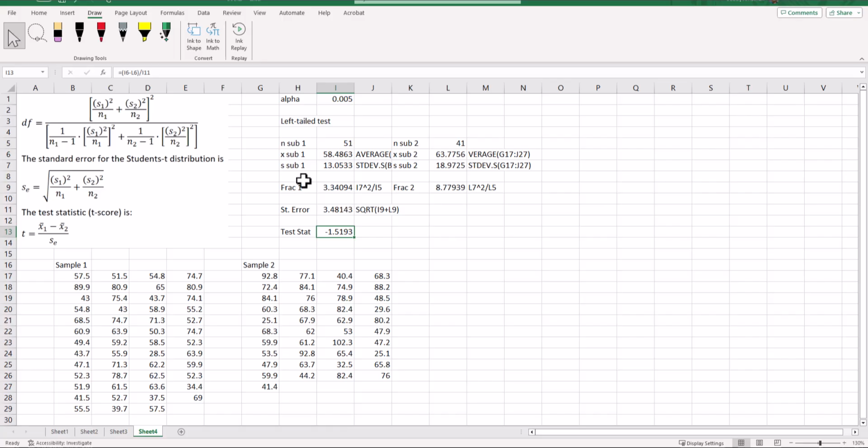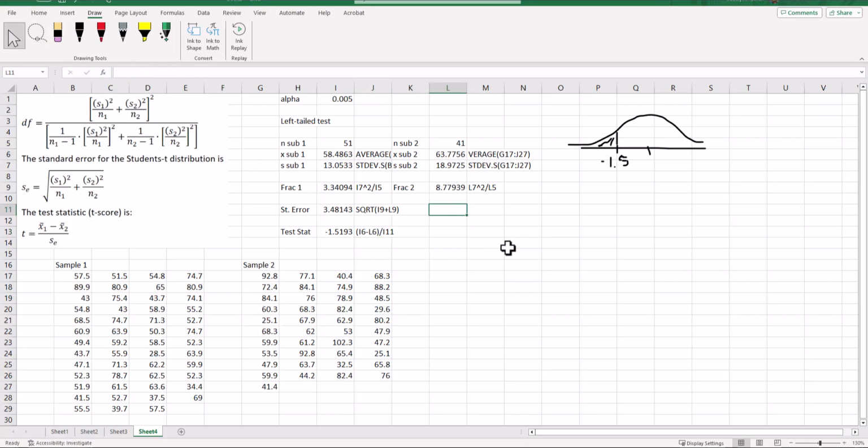Now sometimes people draw the picture first, and if you're clever here you could sort it out. If I take this guy minus this guy, it's going to be negative, but I wasn't thinking about that too much here. So now I've got my test statistic. Negative 1.5 is over here, and we are left-tailed. So this stuff is my p-value.